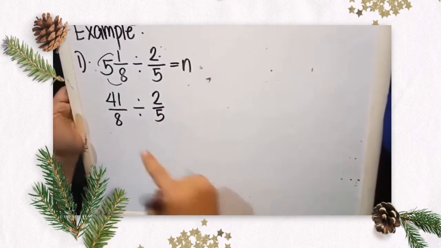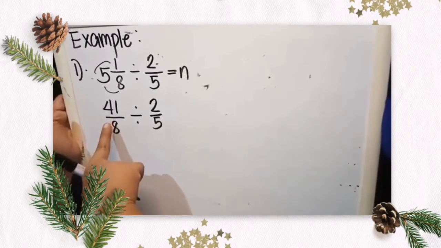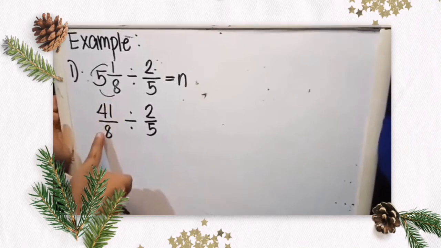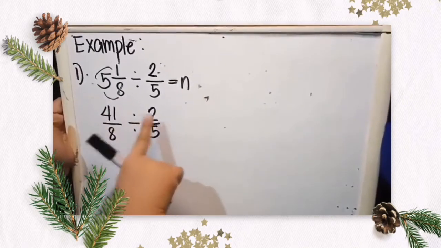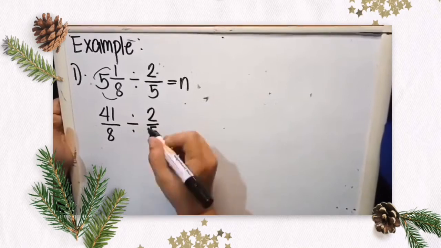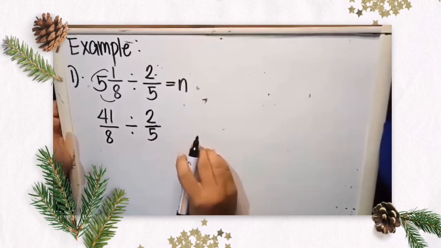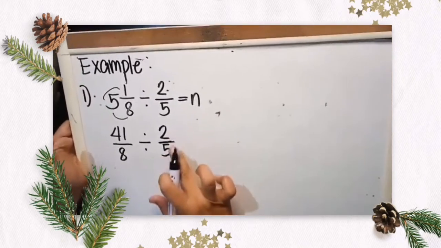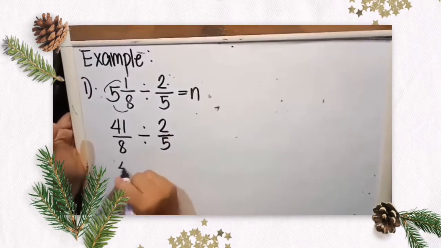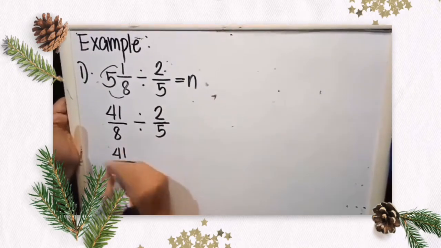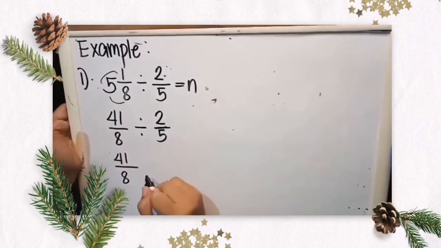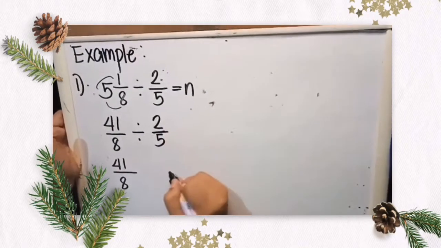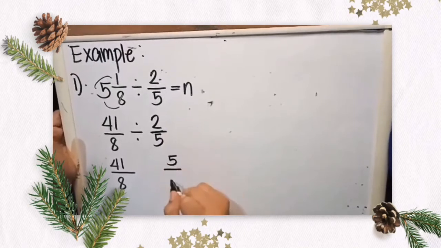Next, na-identify na nimo or na-change na nimo ang 5 and 1/8 nga ang imong dividend into improper. Next is to find the reciprocal of your divisor. Bali sa imong divisor. Asa may imong divisor? 2 over 5. Okay. 41, copy your dividend 41 over 8. Then, the reciprocal of your divisor 2 over 5 becomes 5 over 2.